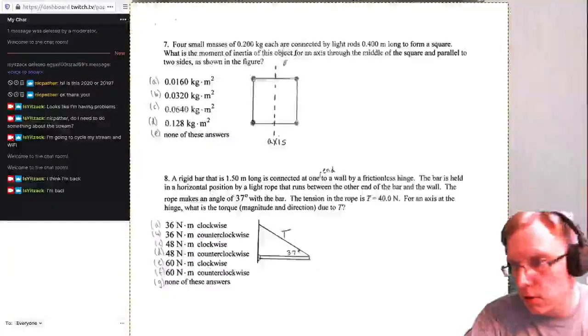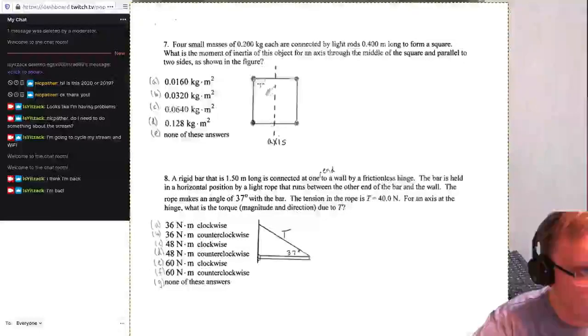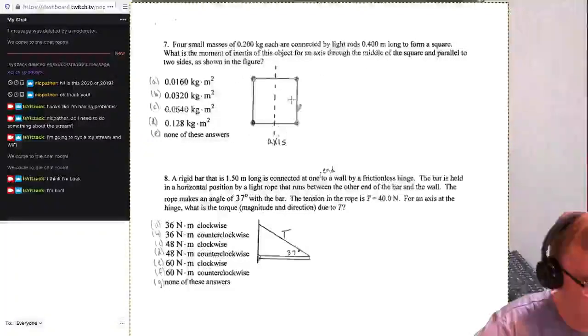Next, four small masses of 0.2 kilos each are connected by light rods 0.4 meters long to form a square. What is the moment of inertia of this object for an axis running through the middle of the square parallel to two sides as shown in the figure?